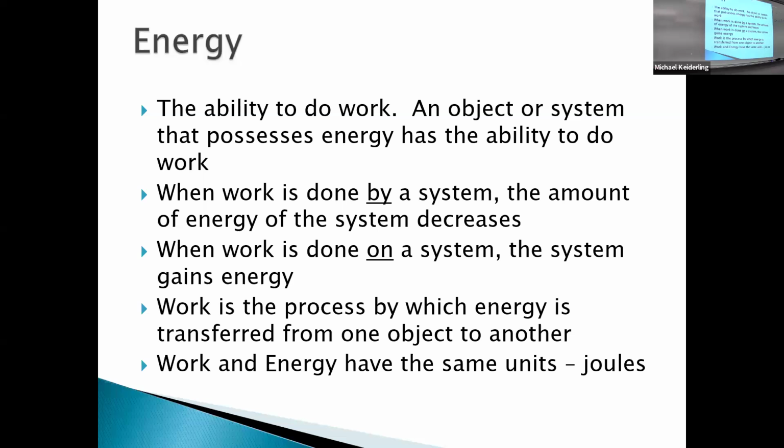So energy is the ability to do work. Any object or system that possesses energy has the ability to do work. And when work is done by a system, the amount of energy in the system decreases. So if I do work, the amount of energy that I have decreases. And when work is done on a system, the system gains energy. So if I do work on something, that thing gains energy. So work is just the process by which energy is transferred from one object to another. Work and energy have the same units, joules, because work is energy in motion.